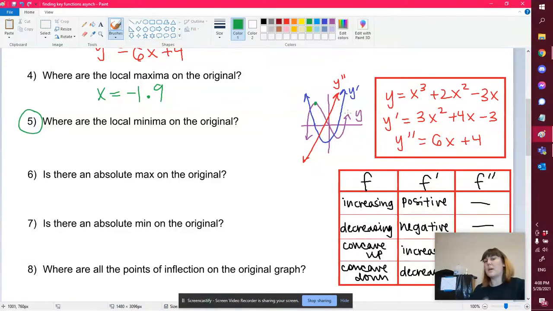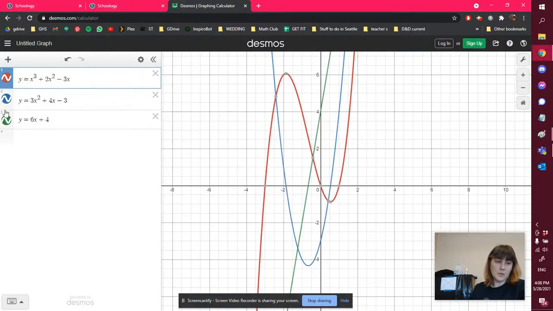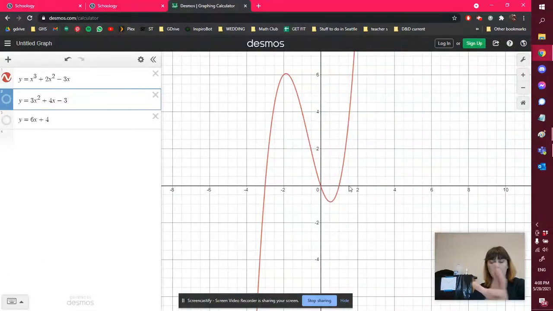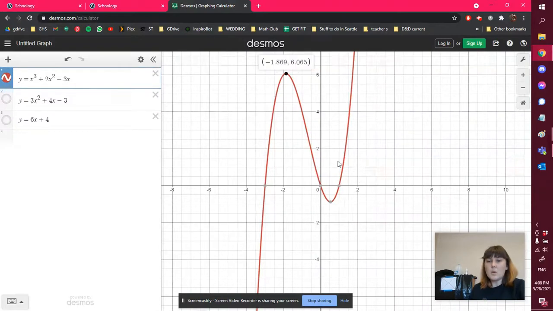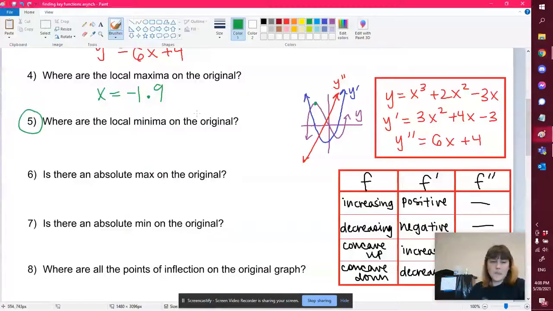Is there an absolute maximum on this original function? Let's take off the derivatives just so we can focus on this. Local minimum and local maximum are when you're bigger than or smaller than everything around you. Absolute minimums and absolute maximums, or global mins and global maxes, are when you're bigger than everything. And there's not really going to be anything on this function that's bigger than everything because it goes off to infinity. So here we'll say no absolute maxes. I'll let you figure out if there's any absolute mins.